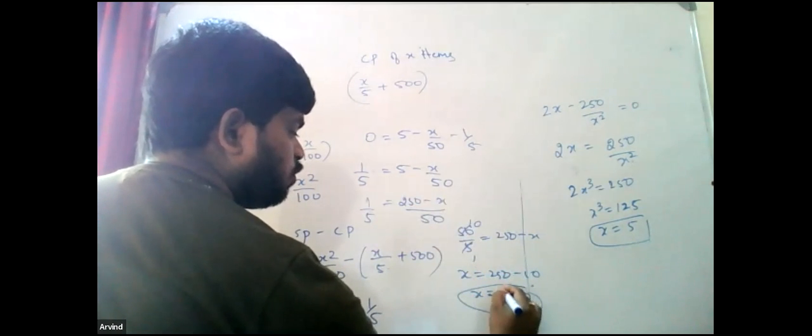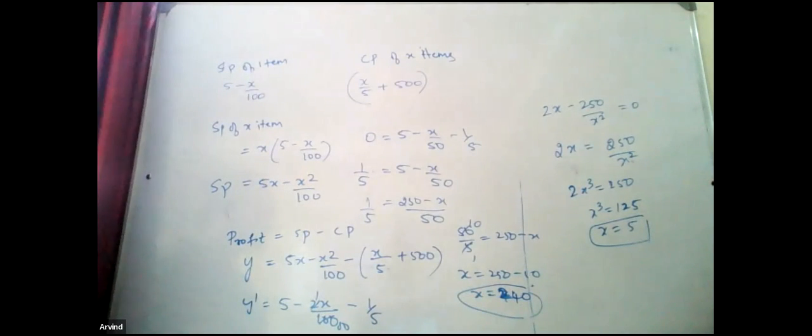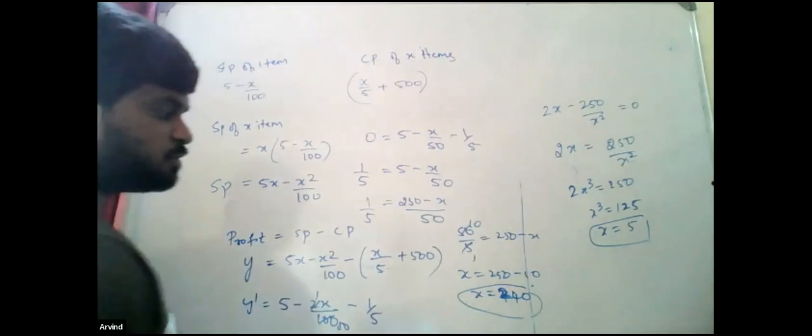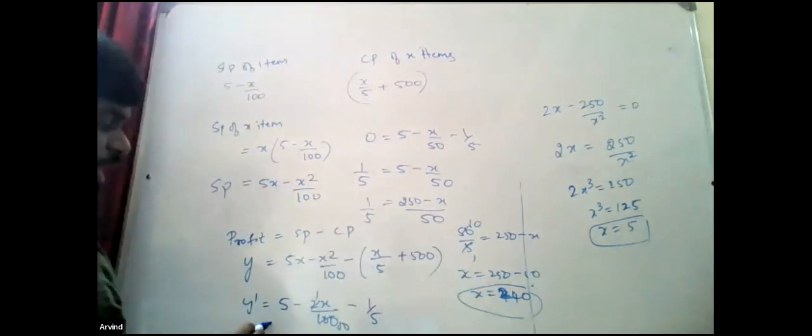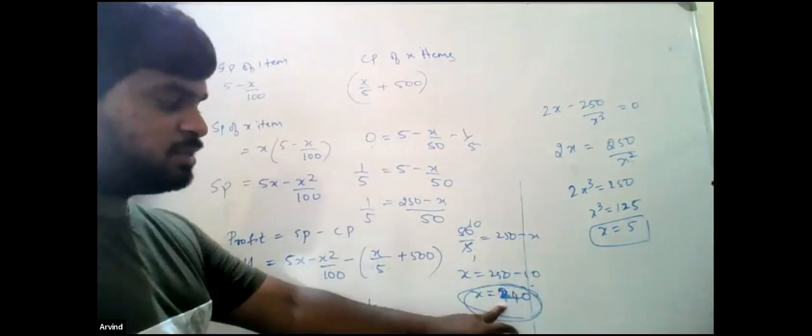If x is equal to 240, you get the maximum. That means you have to sell 240 items. You may ask, see what did we do? We found y dash and equated it to 0, and we got this. How can I tell this is the maximum value?